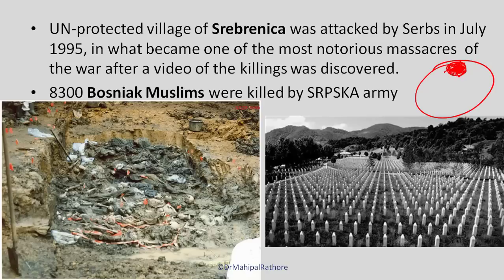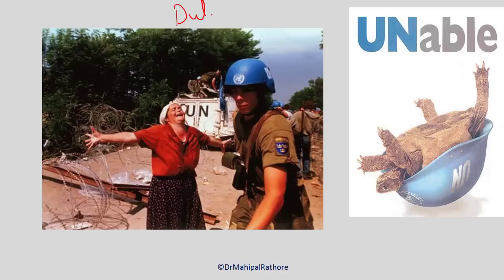because you are firing upon civilians. This massacre happened when there were Dutch troops, the Dutch soldiers of the UN peacekeeping force. They just stood there and watched. They could do nothing, and this is a famous cartoon from that time that represents the condition of the UN. It is like a tortoise that has been kept on its shell. It can do nothing. It is useless, unable.